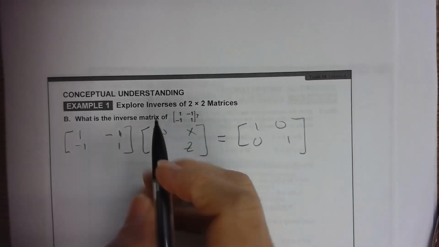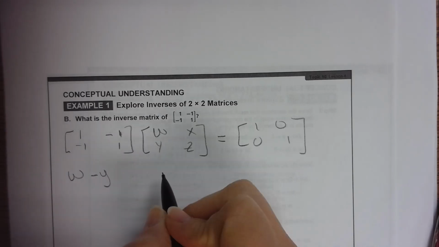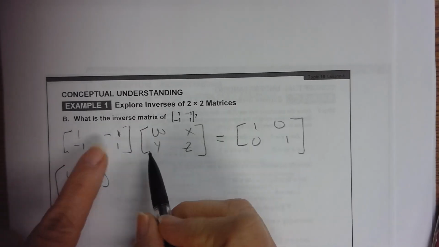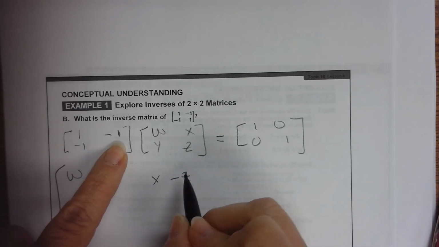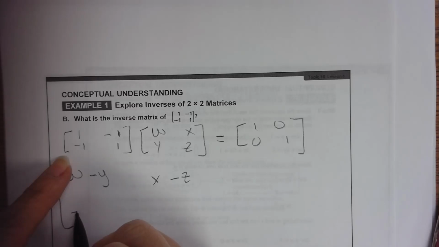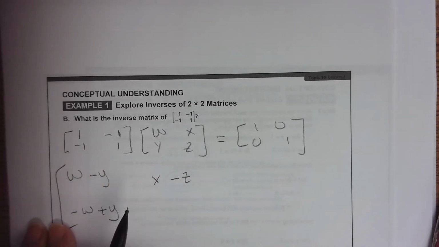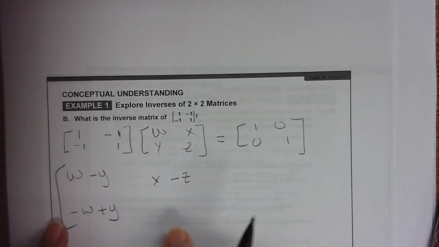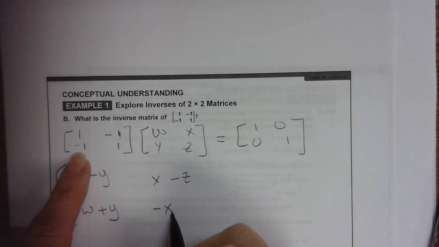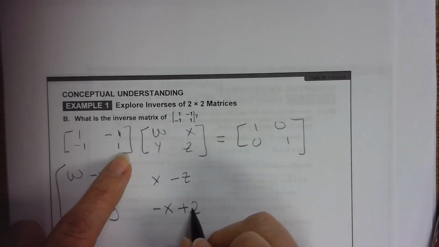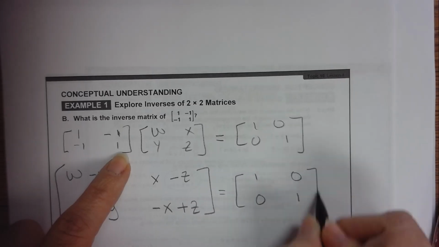So first row, first column. That's w minus y. And then first row, second column, so x minus z. Okay, and then negative w plus y in the second row, first column. And then second row, second column would be negative 1 times x, which is negative x, plus 1 times z. Okay, that should equal the identity matrix.